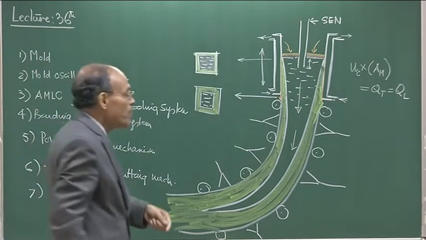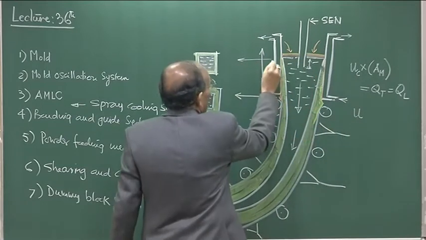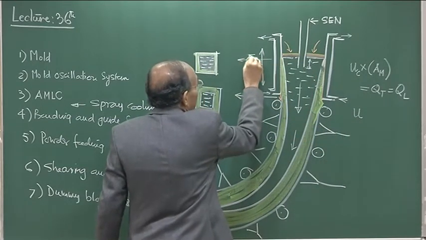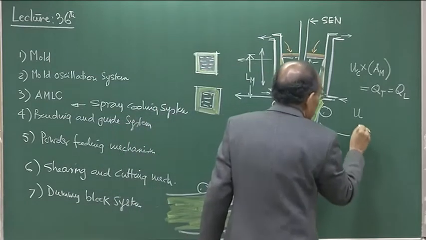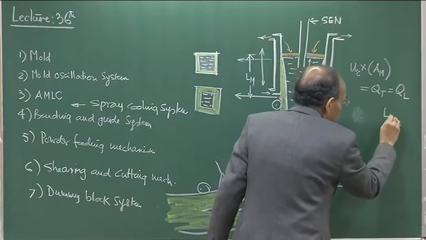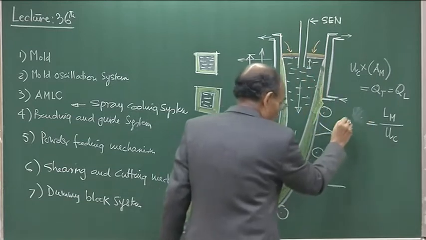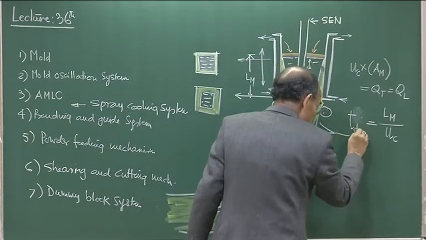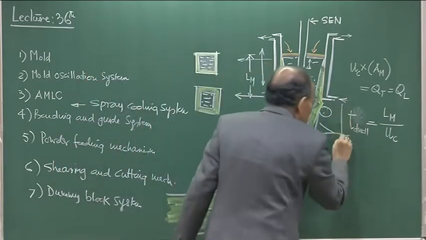This casting speed gives us, for a given length of the mold, for example, if this is L sub m, the length of the mold, then the mold length divided by casting speed gives us a time scale which we call the T dwell, the mold dwell time, and this is an important parameter.